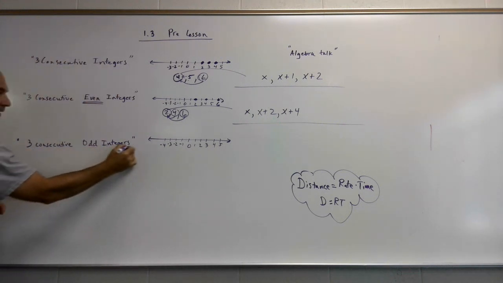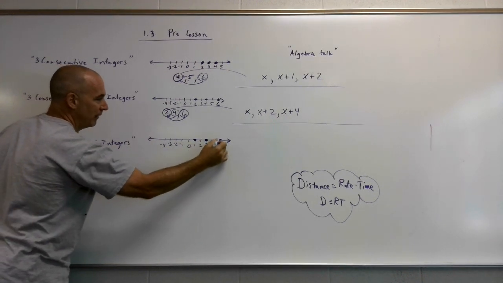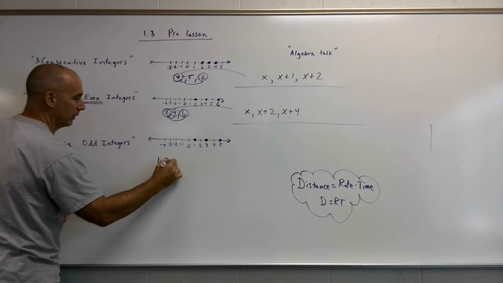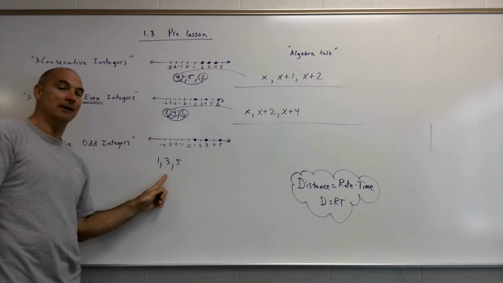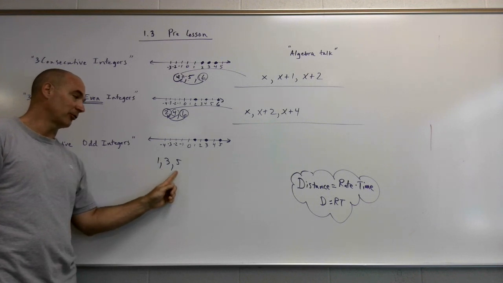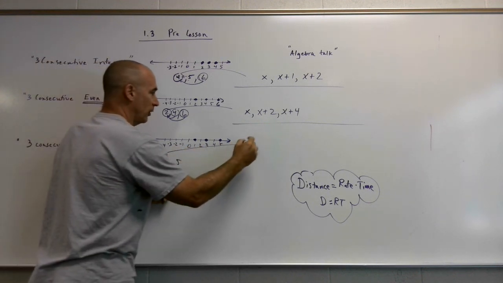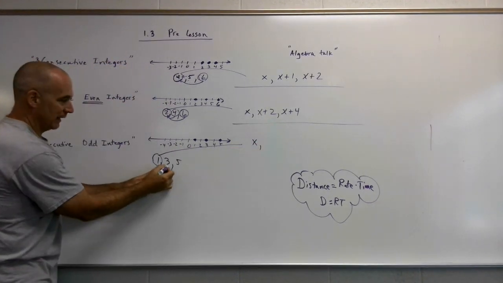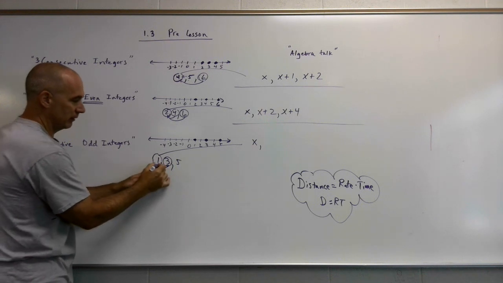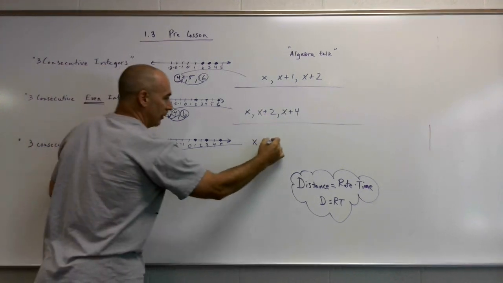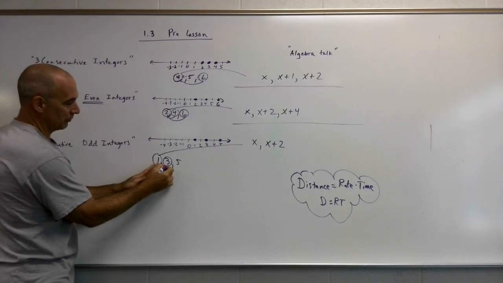Now here's the last one for your pre-lesson in this realm. 3 consecutive odd integers. Well, let's go ahead and pick 1, 3, and 5. So there we go, 1, 3, and 5. Excellent example. Those are odd, they're consecutive odd. There's 3 of them. So we're going to stick with the program now. We're going to call this first one x. And then how much bigger is this one than the initial one? It's greater by 2. So I have to add 2 to my initial one to get 3.